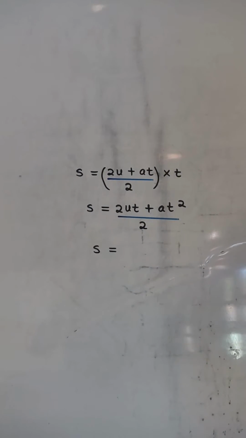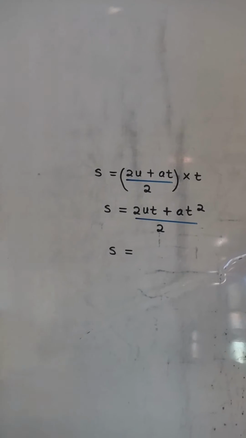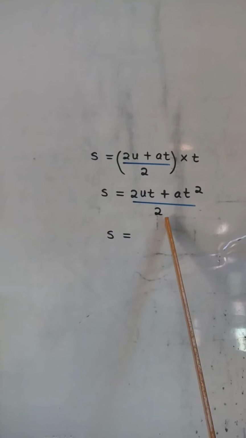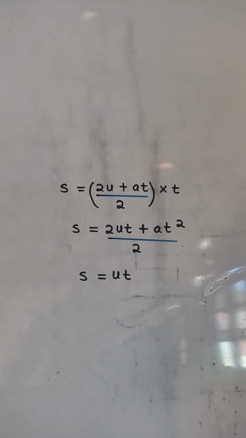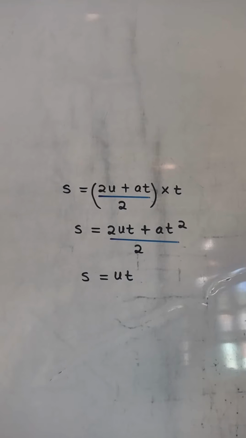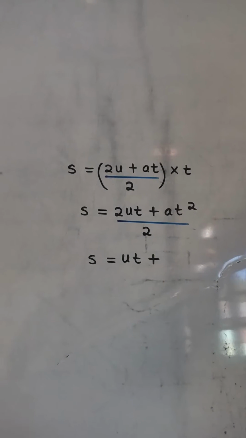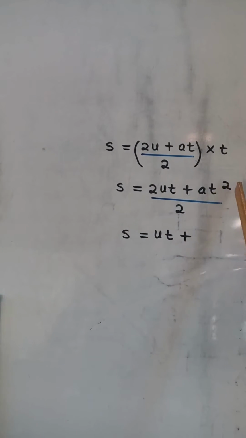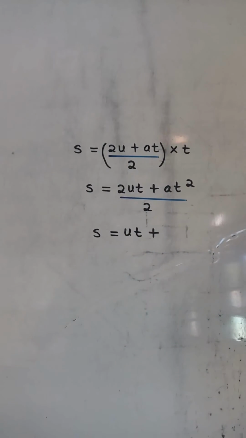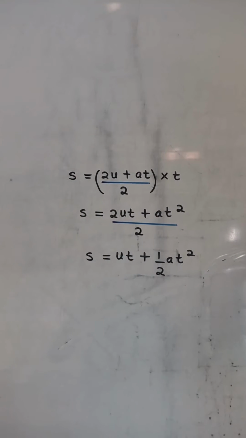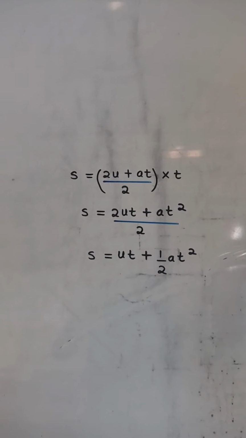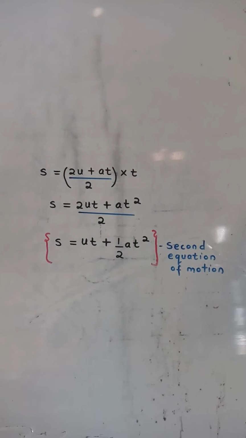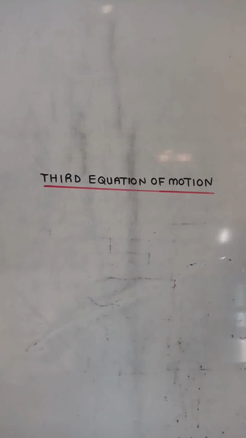Then displacement is equal to 2 initial velocity time divided by 2 is equal to initial velocity time plus acceleration time square divided by 2 is equal to 1/2 acceleration time square, which is the second equation of motion.